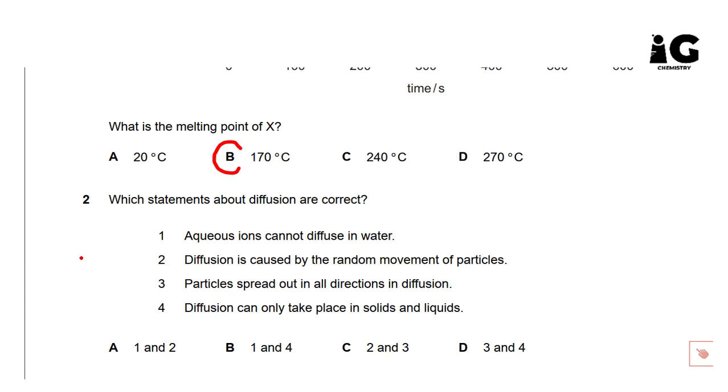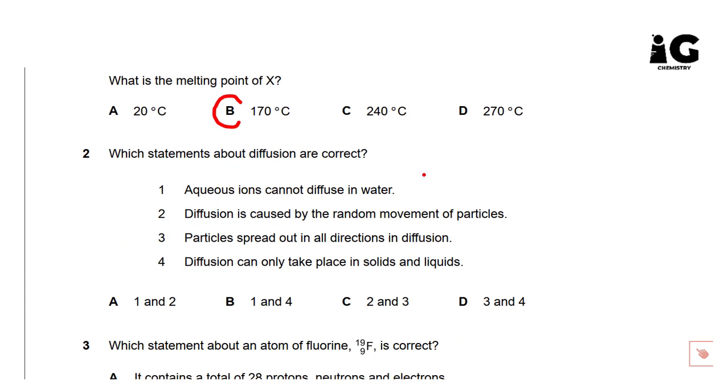Okay. Question 2. Which statements about diffusion are correct? Here he said which statements, so we need to check carefully. The first one, aqueous ions cannot diffuse in water. So this is not correct, because aqueous ions can. Number 2, diffusion is caused by the random movement of particles. Actually, this is correct.